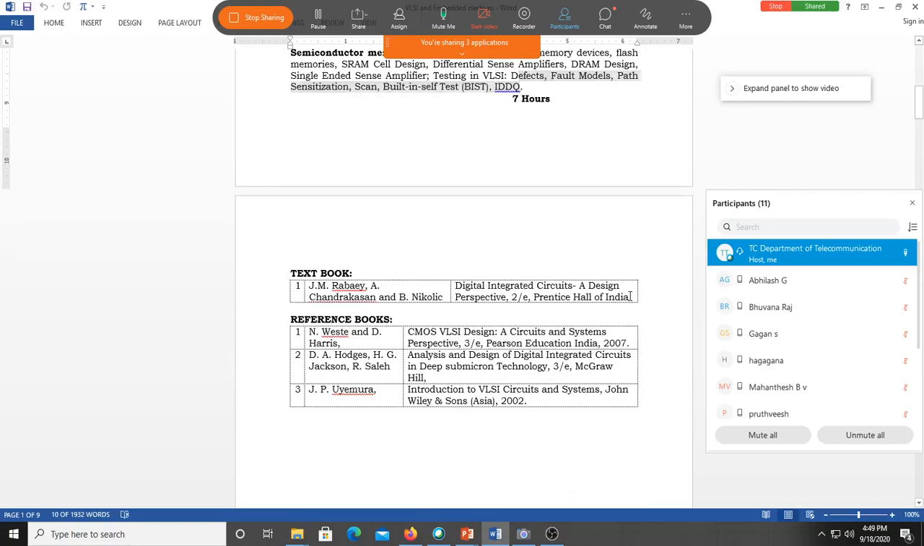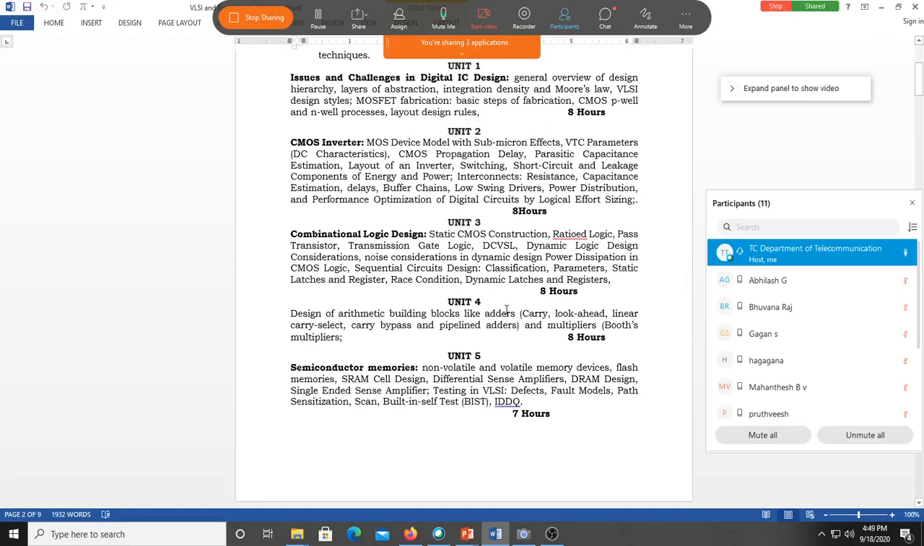And this is the textbook which we'll be referring to. This is the Rabaey textbook, of course we call it JM Rabaey. I will share the soft copy of this on the Moodle platform, so I'll be creating a Moodle platform with you people. Of course we have these reference books which you can certainly refer to, but basically we'll be concentrating on this textbook, that is JM Rabaey.